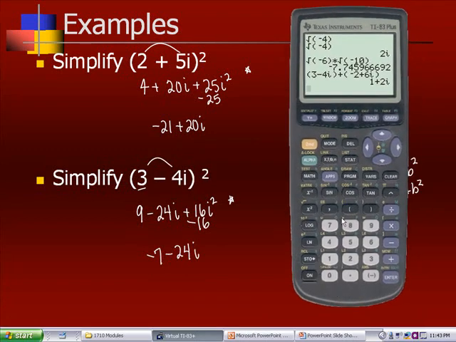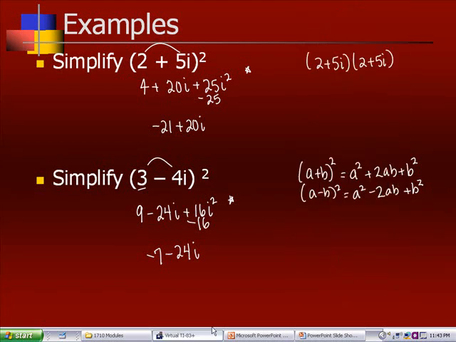Okay, so if you wanted to try that on your calculator, you would just plug in 3 minus 4i to the second power, and we get negative 7 minus 24i.